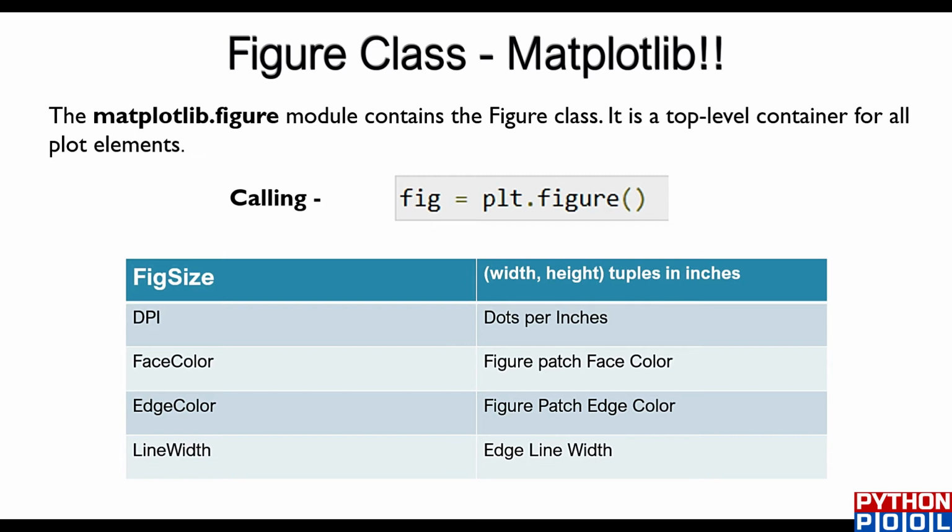We could also give some properties to this Figure class. If we want a simple figure to be this many inches long or this many inches high, we could give that. We could also define how many dots per inch, how many pixels, how clear we want the figure. We could want a different face color, a different edge color, or a different width of the graph. We could always configure this Figure class in Matplotlib.